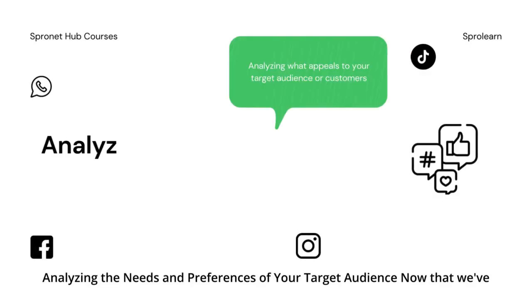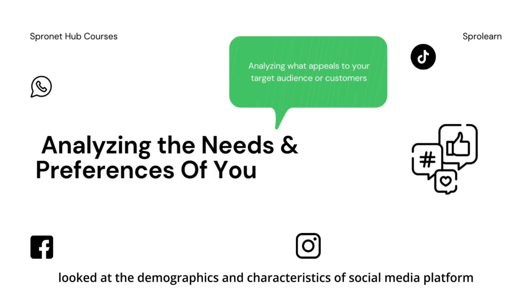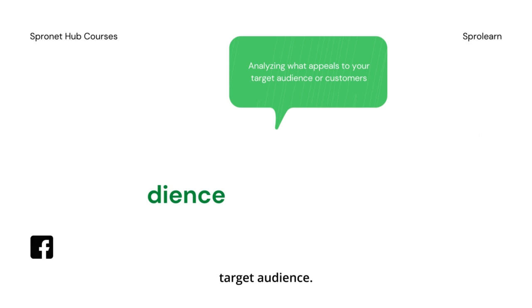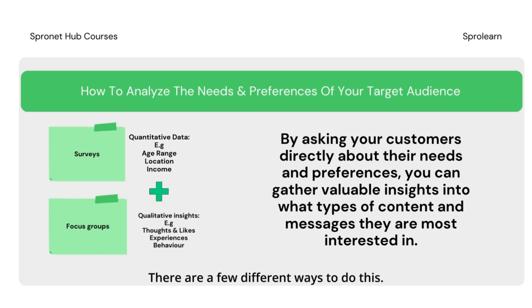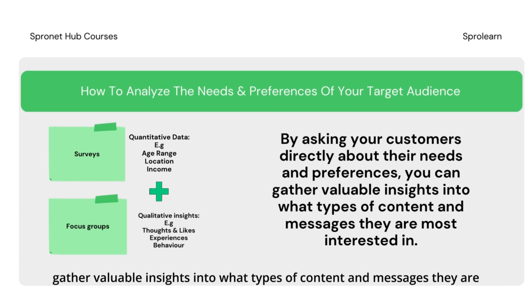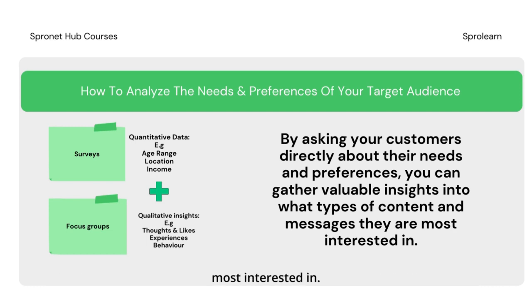Analyzing the needs and preferences of your target audience. Now that we've looked at the demographics and characteristics of social media platform users, let's consider how to analyze the needs and preferences of your target audience. There are a few different ways to do this. One way is to conduct customer surveys or focus groups. By asking your customers directly about their needs and preferences, you can gather valuable insights into what types of content and messages they are most interested in.